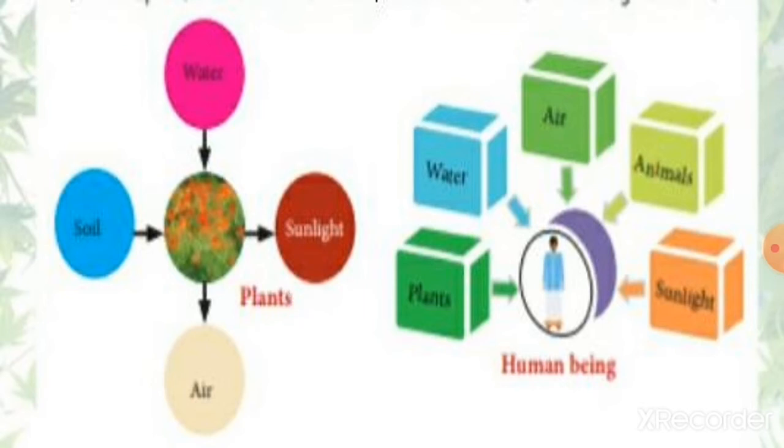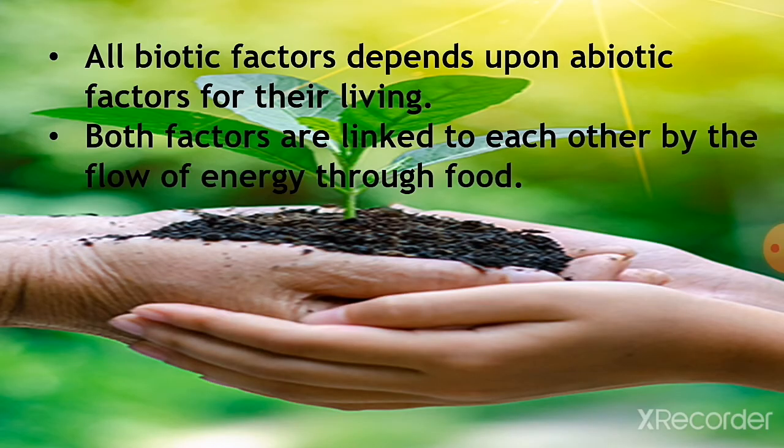Another example is human beings. A human being is a biotic factor. Plants, water, air, animals, sunlight. Here, water, air, and sunlight are abiotic factors, but humans need all these three for their living. So, biotic and abiotic factors are linked to each other by the flow of energy through food.